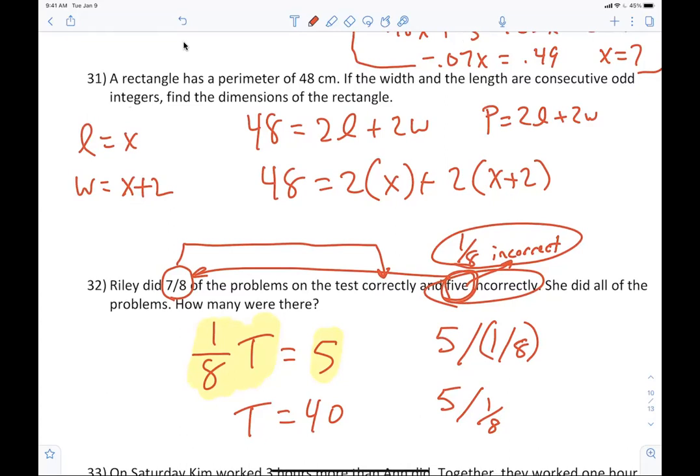Why is width x plus 2? What do you want it to be? I asked you, do you understand consecutive odds? You said yes. X plus what? It should be what? Now we're in good shape, right? Now you got it all figured out?